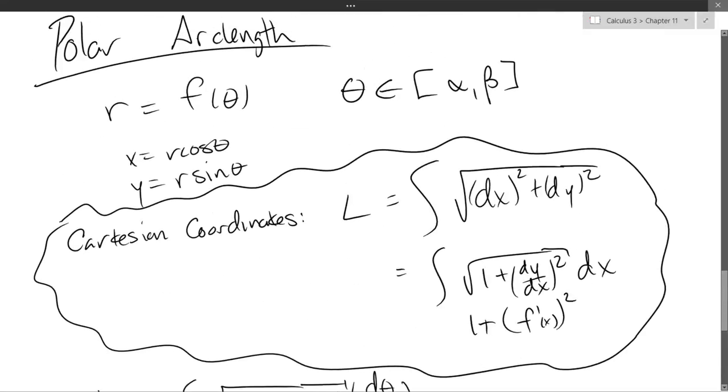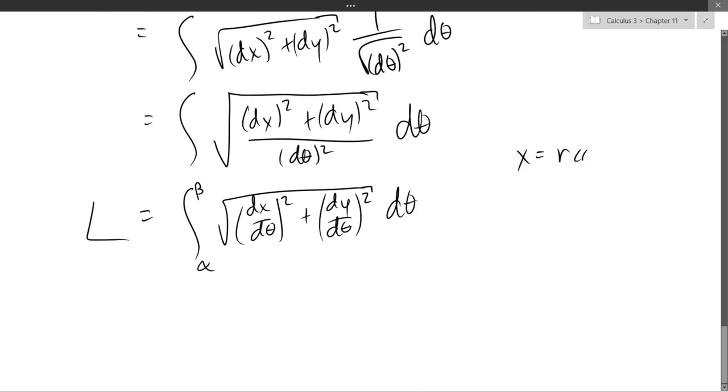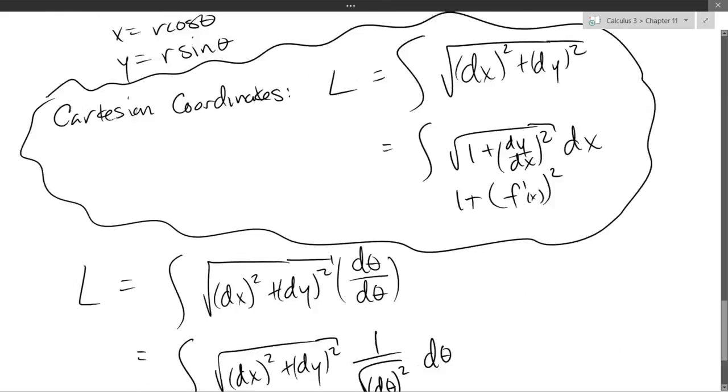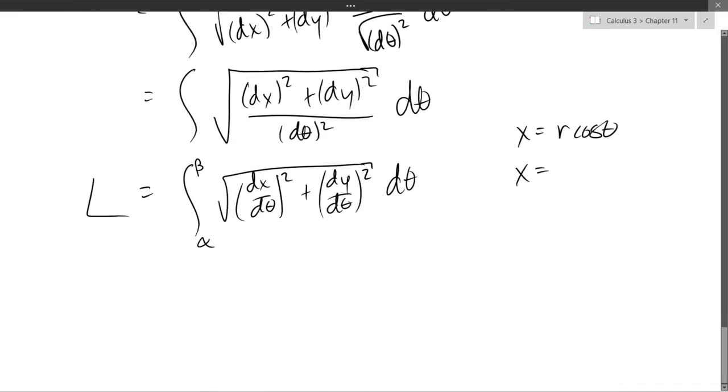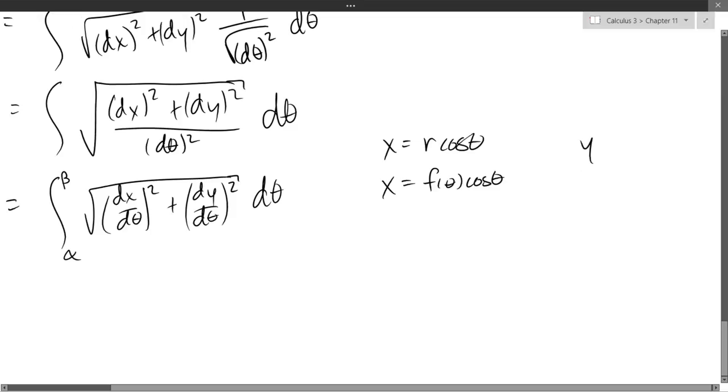So x is r cos theta. Of course, r is now a function. I think I called it f of theta somewhere. Yeah, our radius is going to be f of theta. It's a function of theta. y similar, r sine theta, so f of theta sine theta. So dx/d theta, dy/d theta.